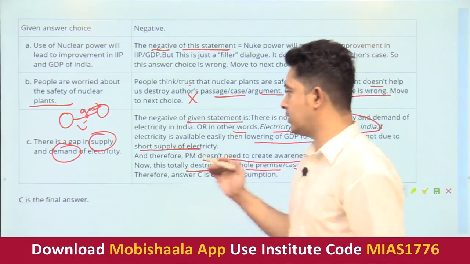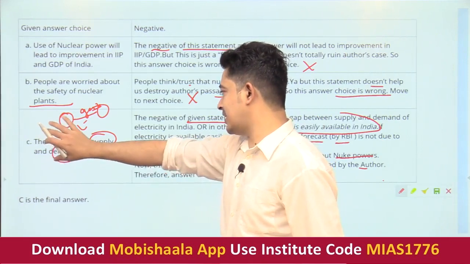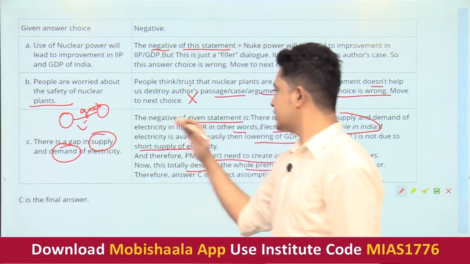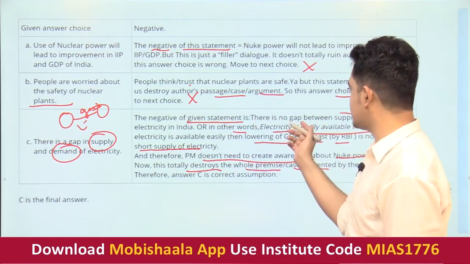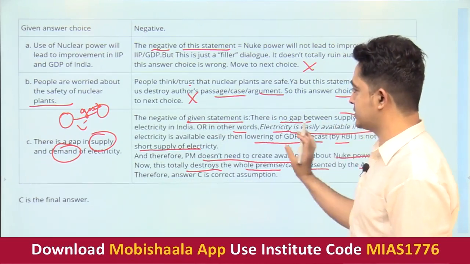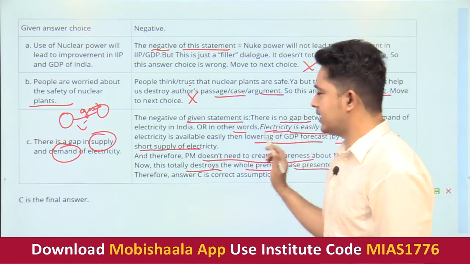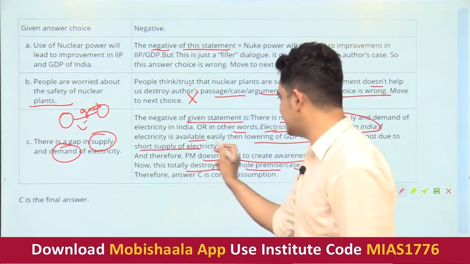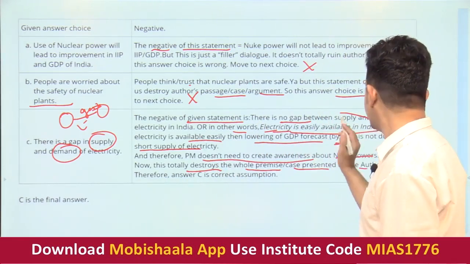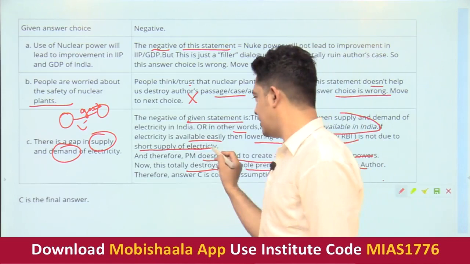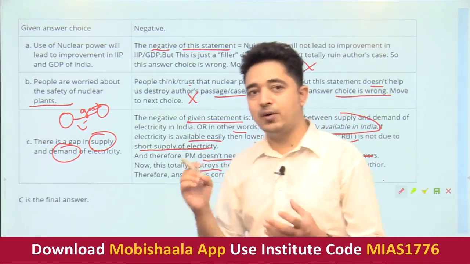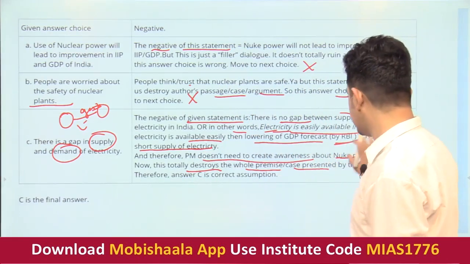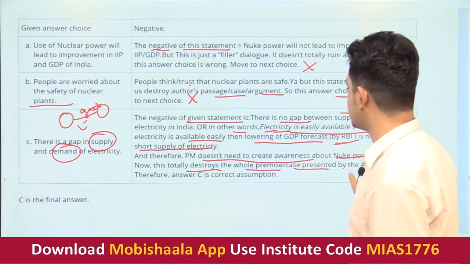We're letting you know in Hindi also. The third option mentions that there is a gap between supply and demand, which we have to fill, right? So what could the negative statement be? For example, there is no gap between supply and demand of electricity in India, and we can say electricity is easily available in every household. In that case, lowering of GDP forecast by RBI is not due to the short supply of electricity, and the PM does not need to make people aware. So it destroys the whole premise presented by the author.